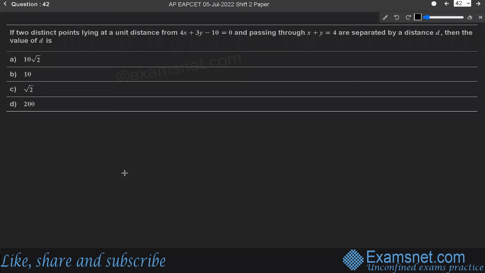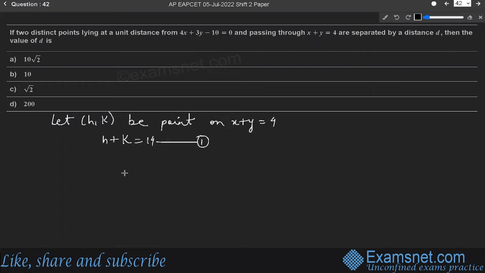Next question is, if two distinct points lying at a unit distance from 4x plus 3y minus 10 is equal to 0 and passing through x plus y is equal to 4 are separated by a distance d, then the value of d is. We have to find the distance here. Let (h, k) be the point on line x plus y is equal to 4. So it becomes h plus k is equal to 4. Let this be equation number 1.